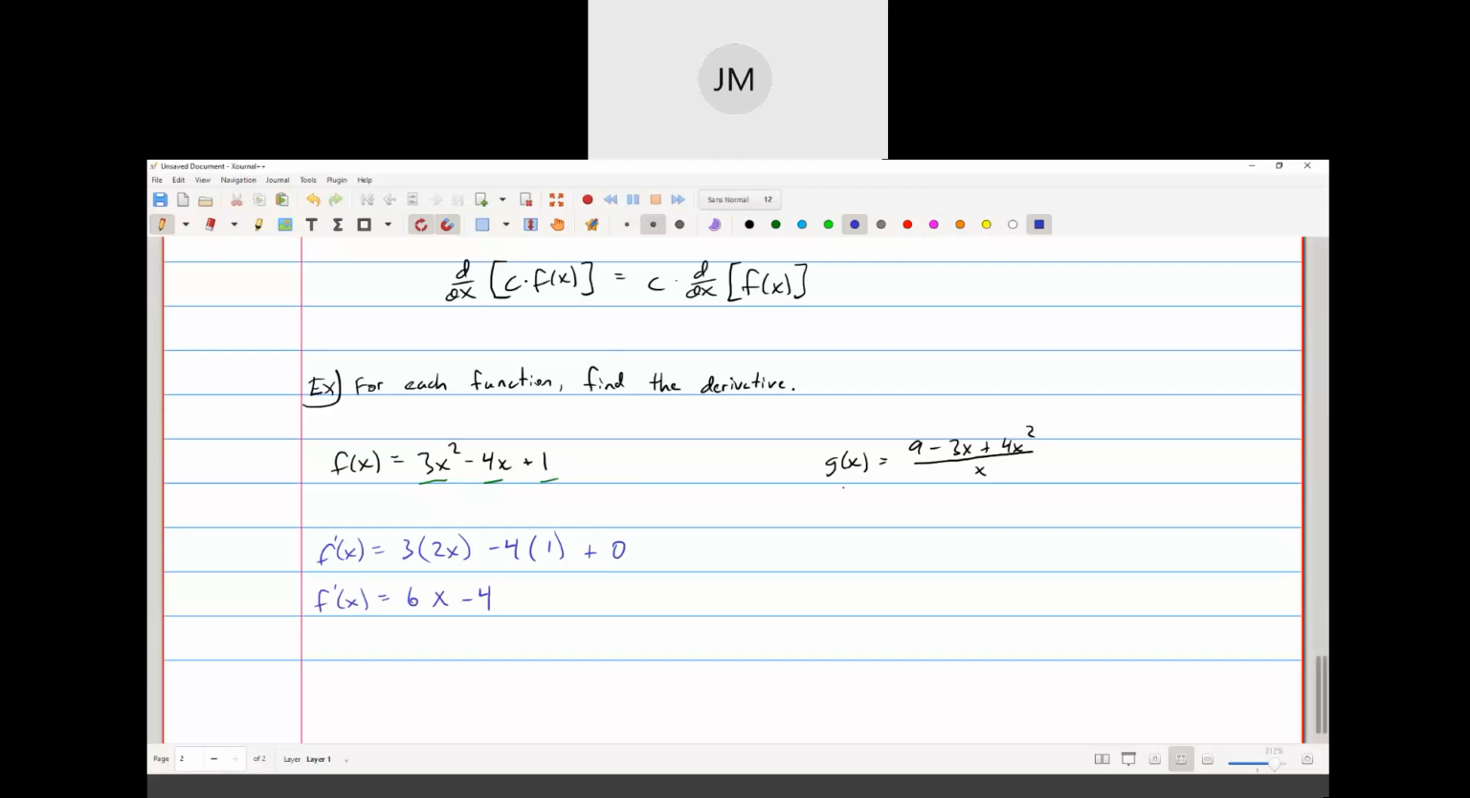Easy enough. The second function, I have to be a little bit careful. We didn't talk about dividing functions yet. So I'm not going to take a derivative of a fraction. What I'm going to do is simplify this function before I use my derivative rules. So I'm still working with g of x here. And what I'm going to do is just write each of these over x separately.